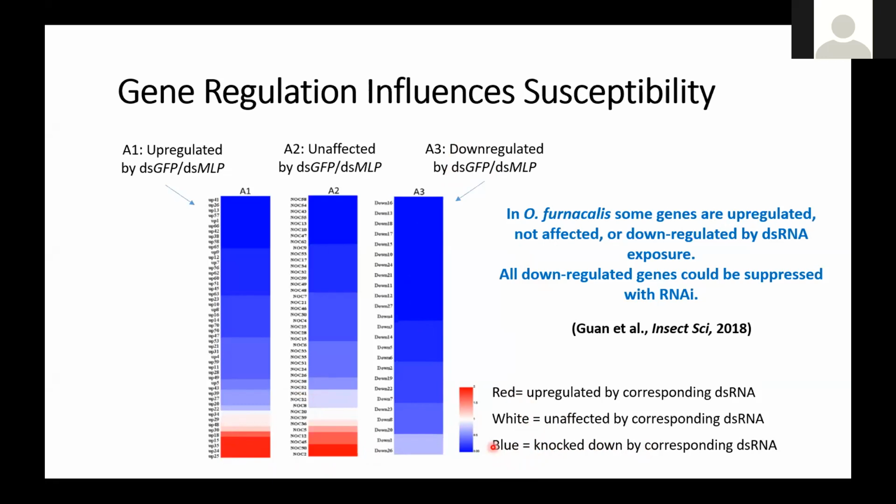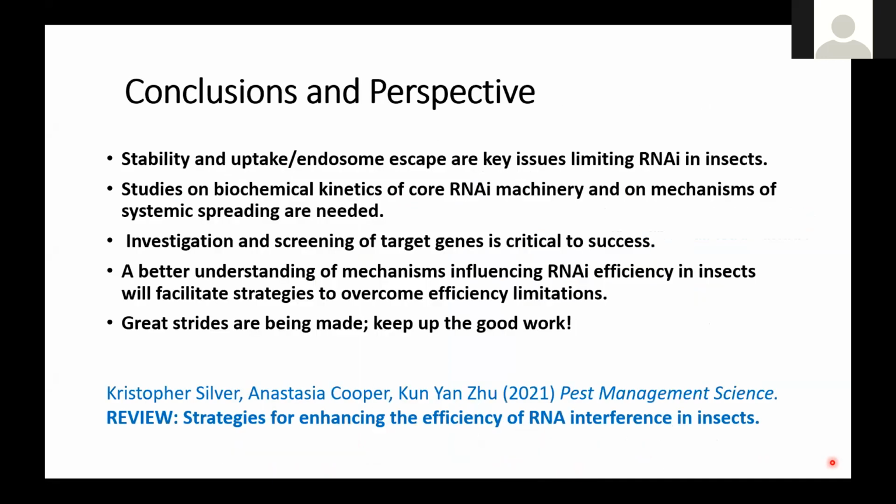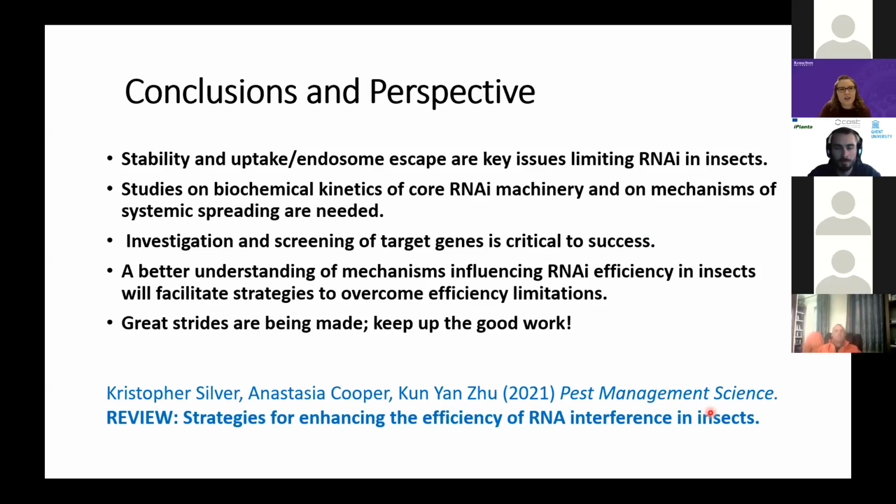So together, these studies are very important because they show both the sequence and gene regulation can have a major influence on gene susceptibility to RNAi. In addition, they offer tools that we can use to predict which genes are going to be good targets for RNAi. So to recapitulate, the stability, uptake, and endosomal escape are key issues that are limiting RNAi in insects. In addition, studies on biochemical kinetics of the core RNAi machinery and on mechanisms of systemic spreading are needed. Furthermore, investigation and screening of target genes is critical to success.